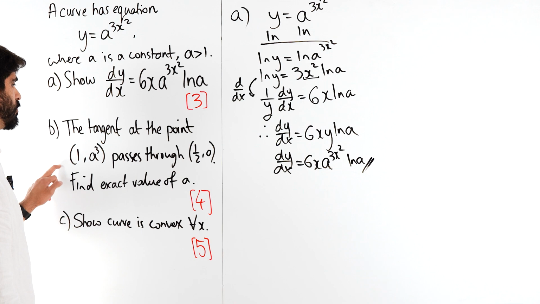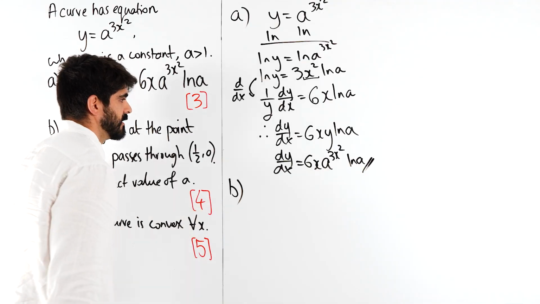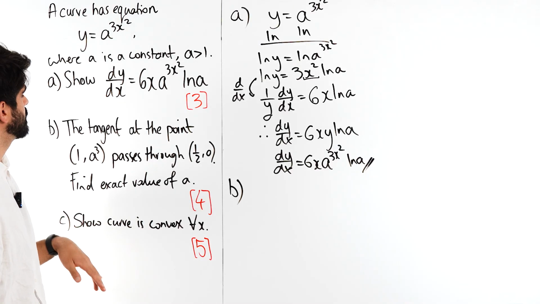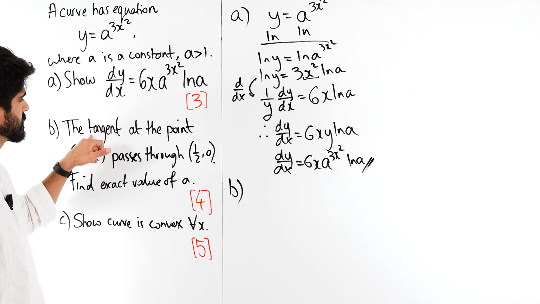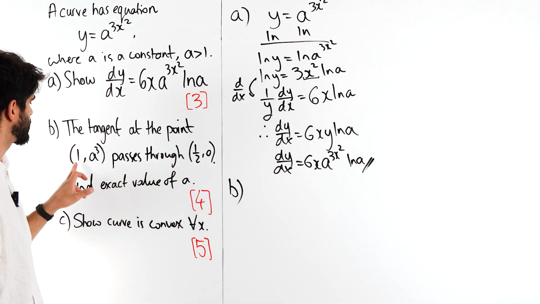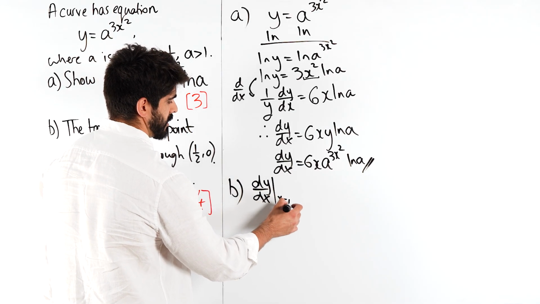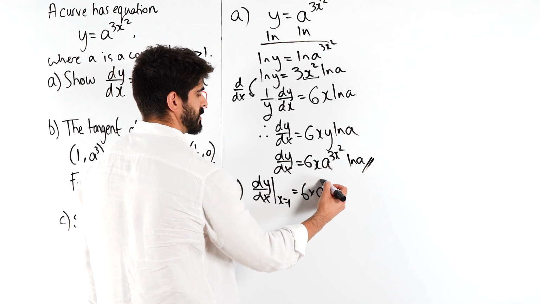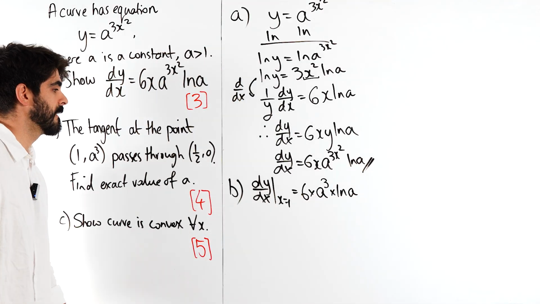It says the tangent at this point passes through this, find the exact value of a. I'm not sure if I'll be able to fit it here, because it's worth 4 marks, but we'll see. It says the tangent at 1, a cubed. So tangent means gradient, means dy by dx at this point. Now our dy by dx is in terms of x, so we're going to sub in x is 1. So dy by dx at x is 1 is 6 times a to the power of 1 squared, so just a cubed times ln a.